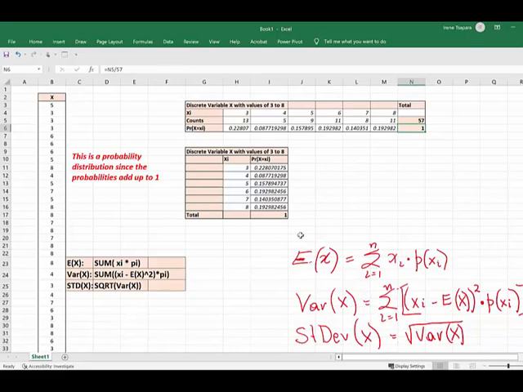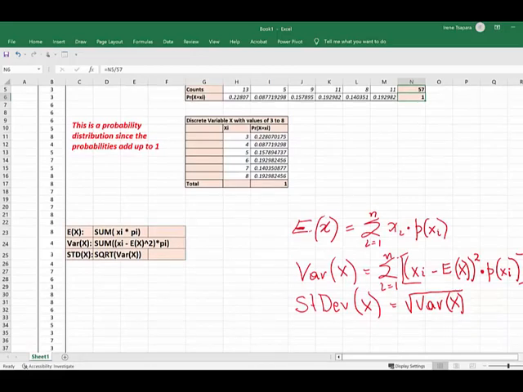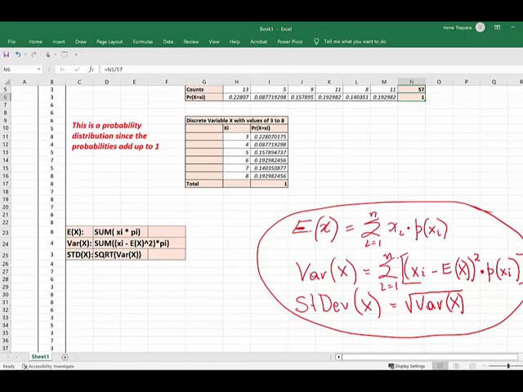Right here, and let me just share this with you, you can see that I have the equations, the formulas, that give me the expected value, the variance, and the standard deviation. You can see the expected value is the sum, this is what the capital sigma represents, for i's from 1 to n of xi times the p of xi. So if you were going to calculate this by hand, let me show you what this would mean.